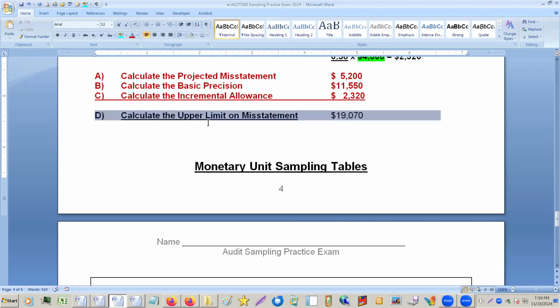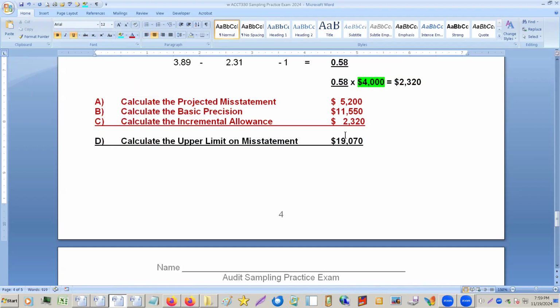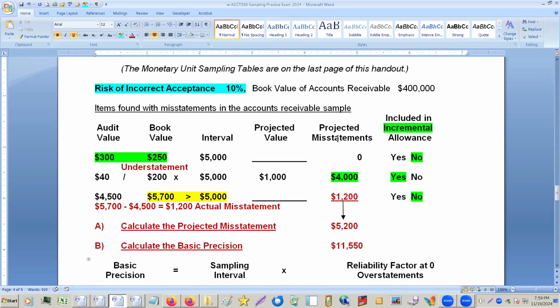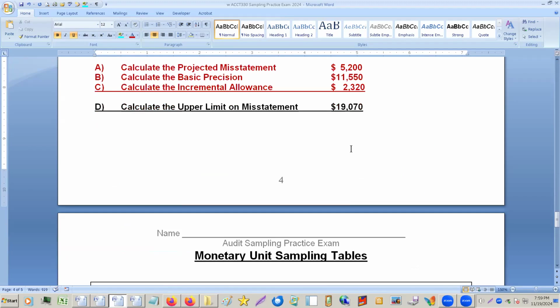So this would be our upper limit on the misstatement. So we would have to decide whether this is material. What's the total book value? 400,000. Okay. So is 19,000 material or not? That's a judgment call. But we should all come up with the same answer, unless you're me. The upper limit is that it could be off by as much as 19,070. Our best estimate is that it's off by 5,200.